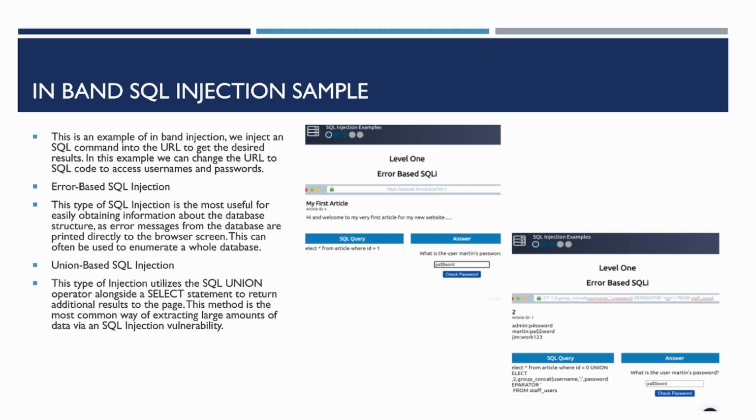In other words, we're basically adding something to the end of a statement in order to see if we can concatenate something together and get a result, like a username and password type of thing. And that's what I did with this. This method is the most common way of extracting large amounts of data in an SQL injection vulnerability. So you can see right here, we have level 1. This is the level 1 part of it.